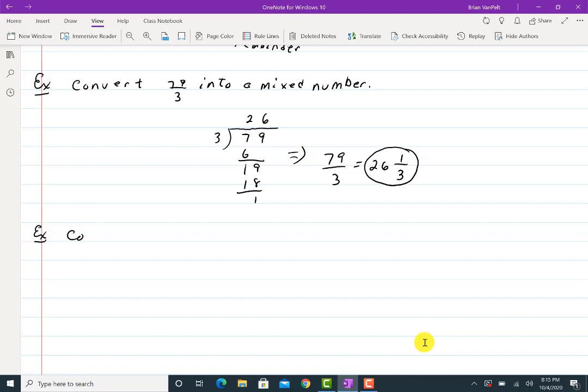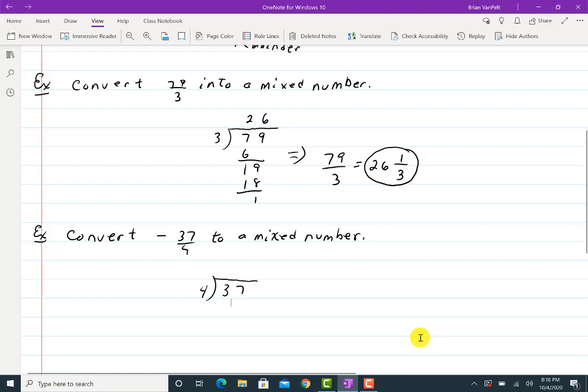Next, let's convert -37/4 to a mixed number. Ignore the negative. You'll simply apply the negative to the end result. So while we're doing the actual division, I can absolutely ignore the negative because it's unimportant as far as this is concerned. The negative isn't even figured while you're converting to or from a mixed number. The 4 does not go into 3, but it does go into 37. It goes in there 9 times with a remainder of 1.